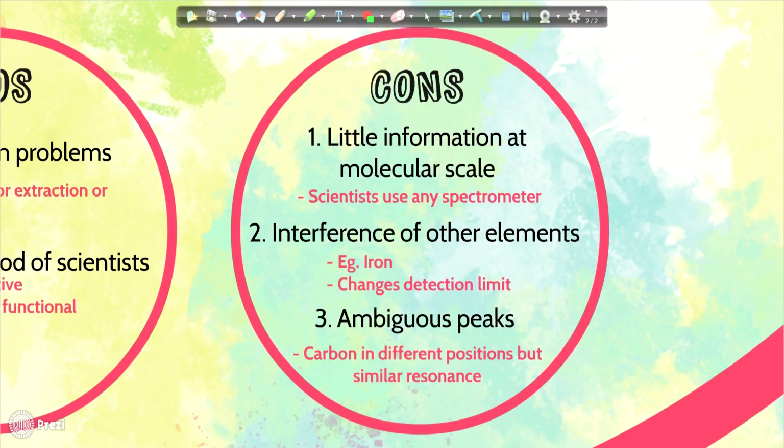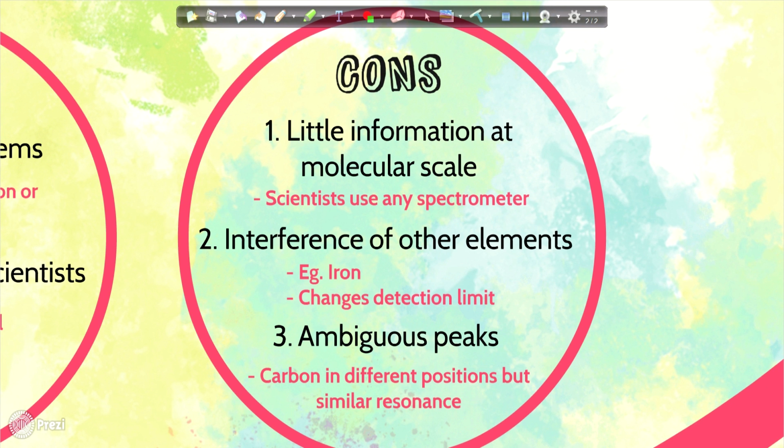Despite its advantages, 13C NMR spectroscopy has some disadvantages. Firstly, it gives little information at the scale of molecules, where it could cause scientists to utilize whatever spectrometer is available to them.